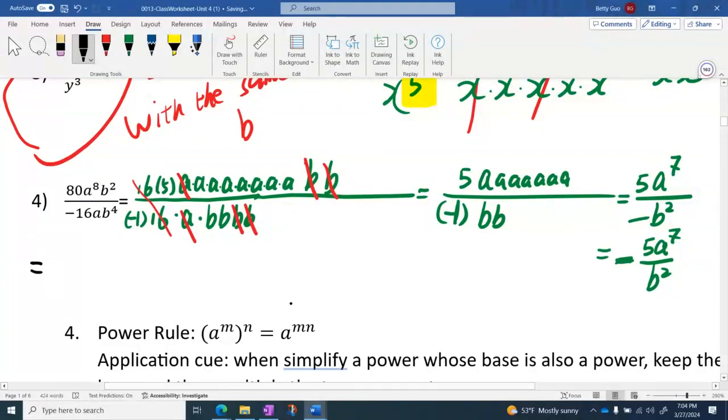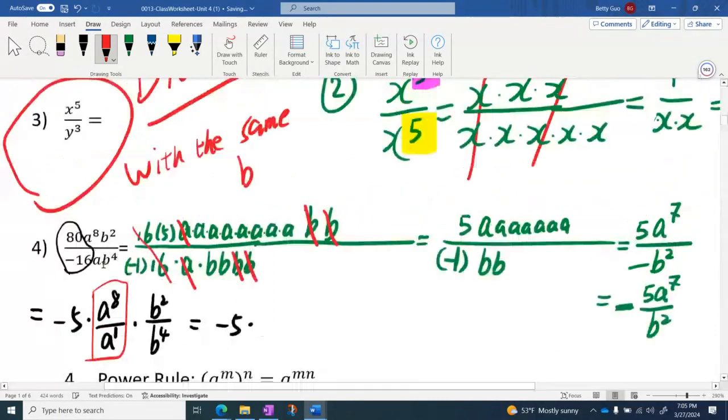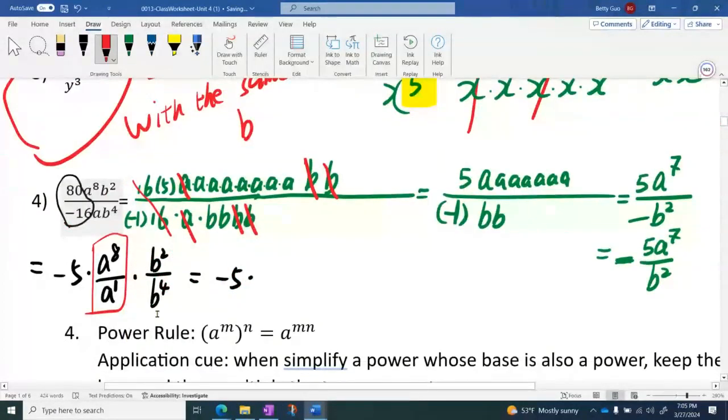80 over 16, that part, if you have 80 in the numerator, negative 16 in the denominator, you're going to have negative 5. Okay? And then you have a to the power of 8 over a to the power of 1, actually. And then you have b to the power of 2, you have b to the power of 4. So we keep the negative 5 here. Use the quotient rule. This is a division. We know we're going to use the quotient rule because it's a division of two exponential expressions with the same base. And the numerator is dominating.